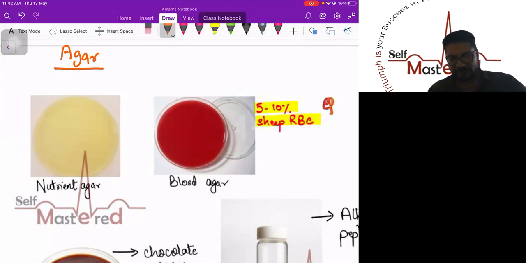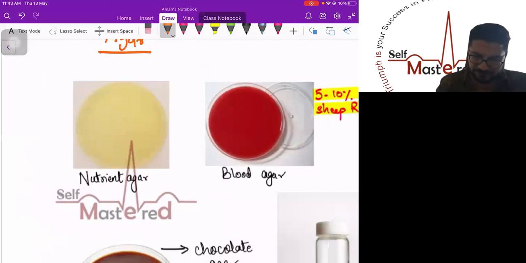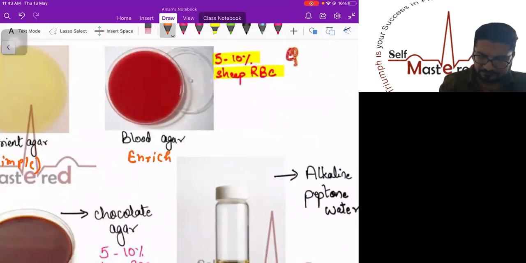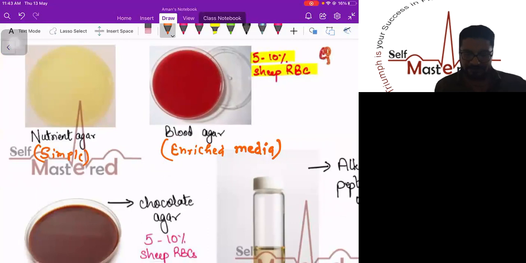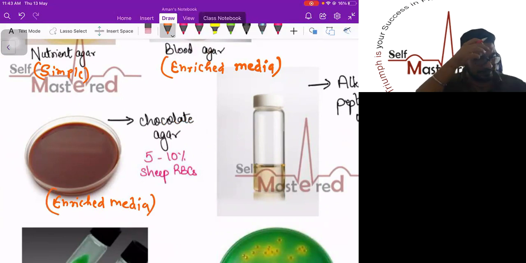So this is about agar, but we have different types of agar. One is called nutrient agar and the second is blood agar. Nutrient agar is considered a simple media. Blood agar is considered enriched media. We have simple agar, that is nutrient agar, and we have blood agar and chocolate agar. Blood agar and chocolate agar, these two are enriched media.